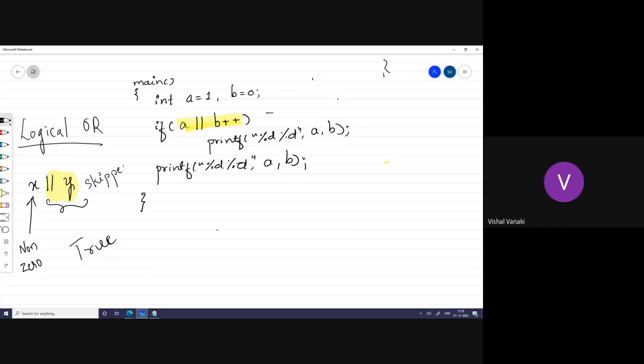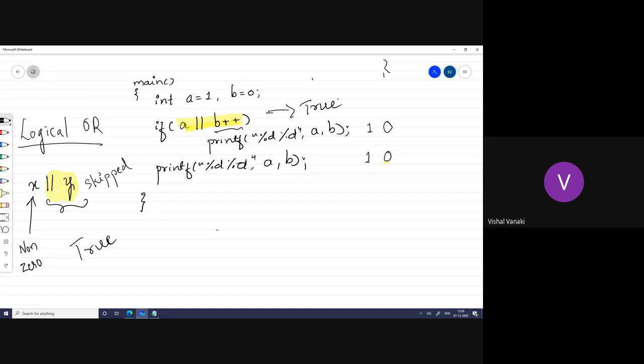This part will be skipped. So if this second part gets skipped, that means B plus plus is not evaluated. B plus plus will not be evaluated, so the B value remains the same. Since the condition is true, you will come inside the if block, and you will print A and B values as 1 0, and you will come out of the if and print the A and B values again.